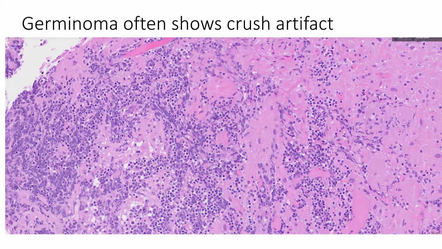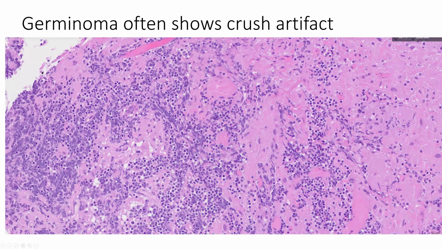Here's an interesting example of one that was infiltrating into the adjacent brain parenchyma. And as you probably know, these tumor cells are very fragile, and so it's not uncommon to see them sort of crushed and smeared, like over here on the left side of the image. And so it can be difficult to make out the morphology of these in biopsies. And immunostains can be very helpful in those cases.